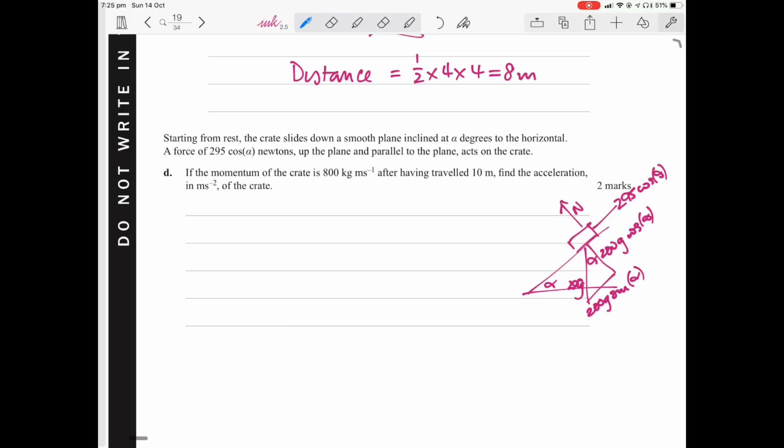Okay, 800. Okay, what do we know? p equals mv. So my momentum started at 0, but now it's 800. So 800 is equal to mass times velocity. So 200 times v. So v equals 4 meters per second.